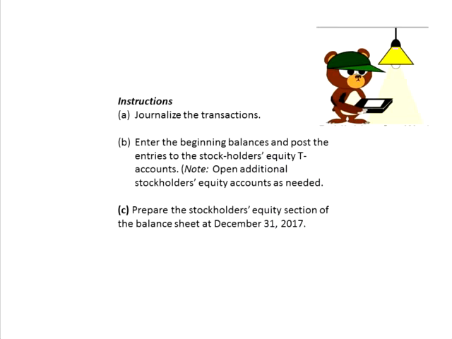So here are the things that we have to do. We have to journalize the transactions. We have to enter the beginning balances and post the entries to the stockholders' equity T accounts, and then prepare the stockholders' equity section of the balance sheet at December 31st, 2017. The balances for each equity account in terms of the T accounts will appear on the stockholders' equity section of the balance sheet.